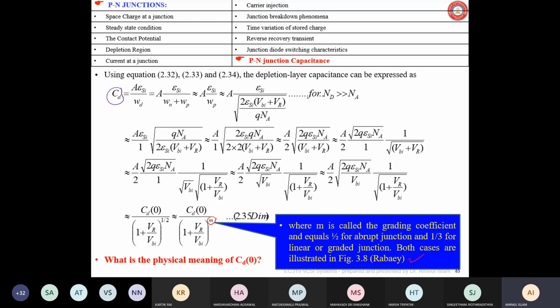In your third semester, we discussed this slide. For a PN junction, we found the depletion layer capacitance. It is nothing but A into epsilon SI by WD. Epsilon SI is epsilon 0 epsilon R. WD is the depletion layer width.